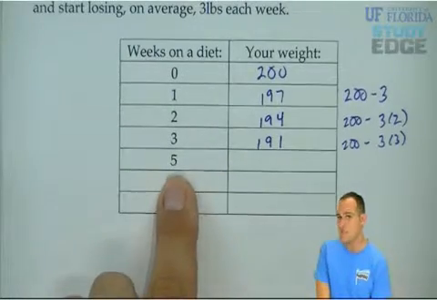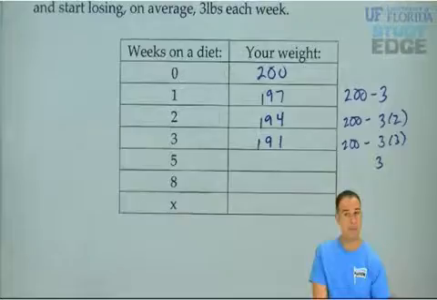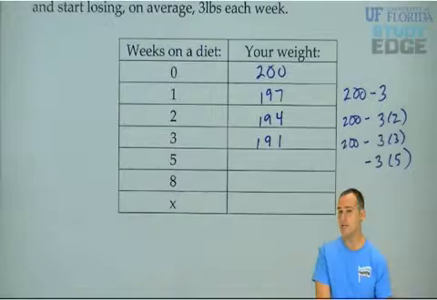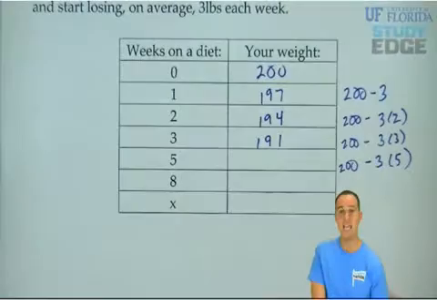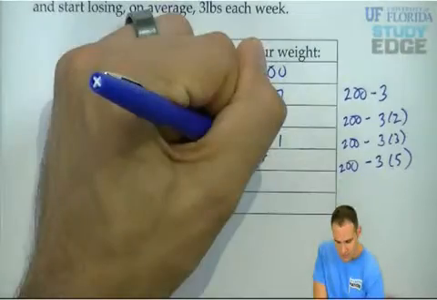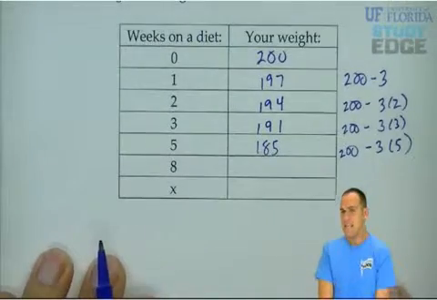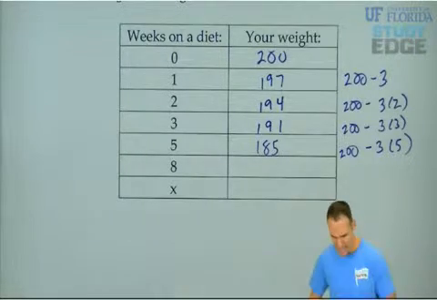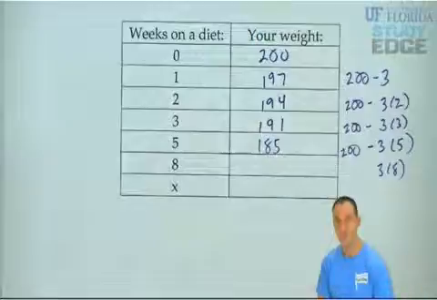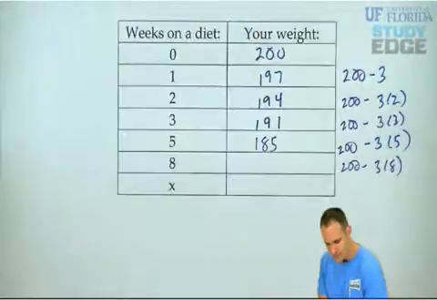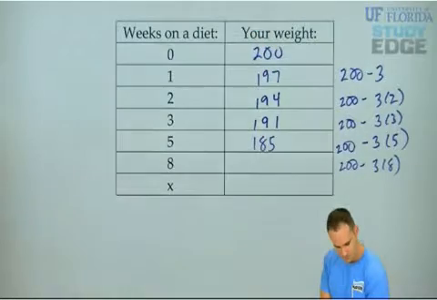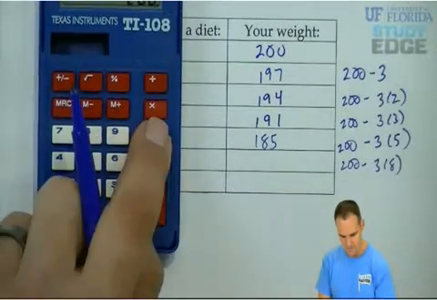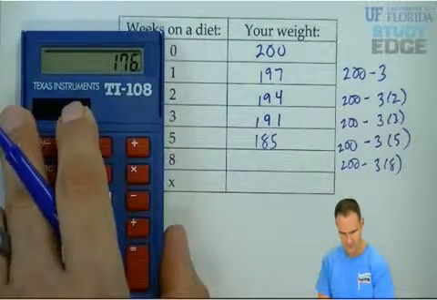After 5 weeks, how many pounds did you lose? You're losing 3 pounds a week for 5 weeks, so you lost 15 pounds. So take 200 minus 15, and you get 185. Now you can't keep doing this forever, but for right now, we're going to keep on going. Let's say you continue this for 8 weeks. 3 times 8 is 24, and 200 minus 24 will give you 176.